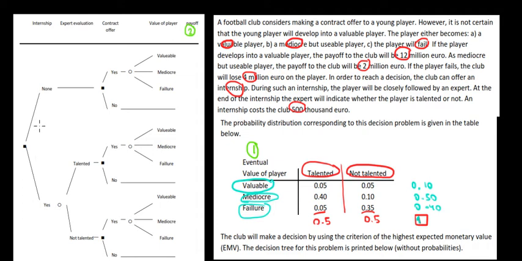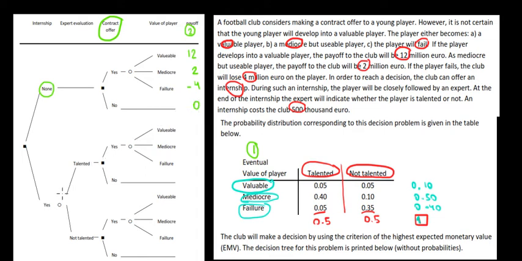Now, when we have no internship, we have three probabilities: the probability of being valuable, the probability of being mediocre, the probability of being a failure. So without an internship, that gives us a payoff of a valuable player of 12 million euros. The mediocre player would give us 2 million euros, and the failure would cost us 4 million. So it's a loss to the club of 4 million. Now, if there is no contract, so contract offer over here, and there is no offer, there's no money involved, so that would be a payoff of 0. No gain, no loss.